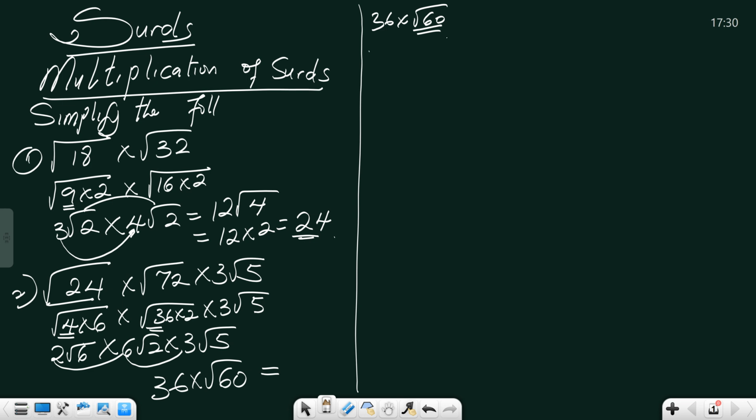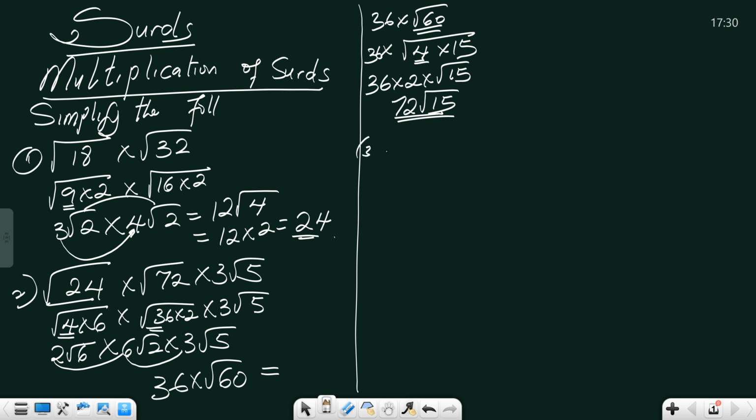To break this 60 down, I will have 36 times what? Times root 4 times 15. Now, what is root 4? That is 2. Here I have 36 times 2 times root 15. So this will give me what? 72 root 15.